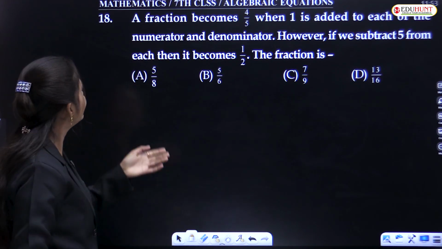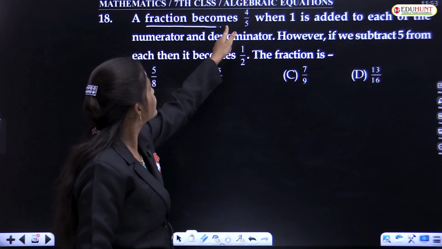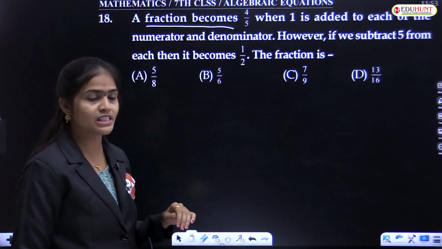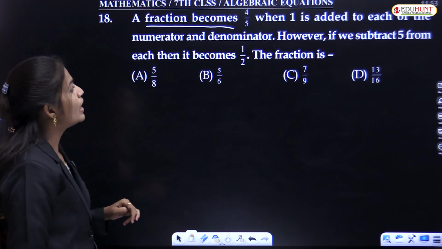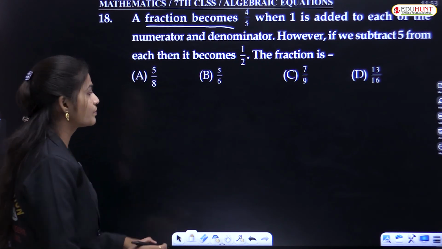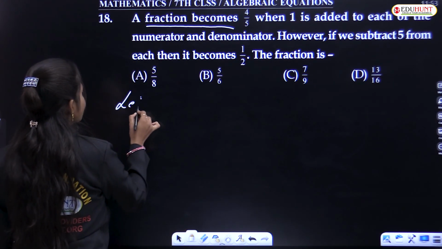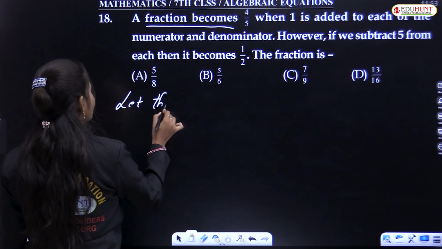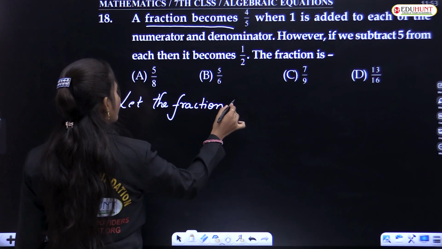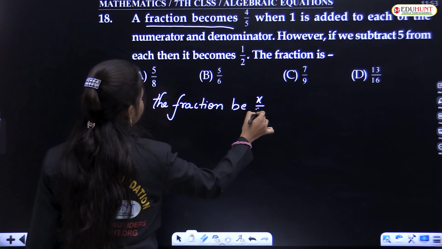Just read carefully. A fraction becomes 4 by 5. Some fraction is there. We don't know that fraction, when 1 is added to each of the numerator and denominator. So let the fraction be x by y. We have to take that. Let the fraction be x by y.